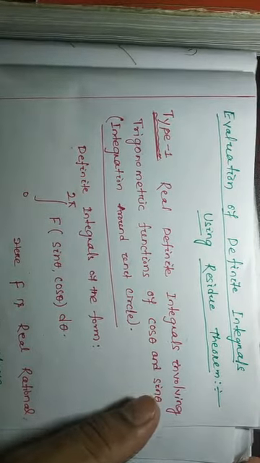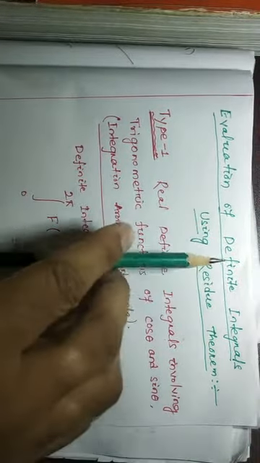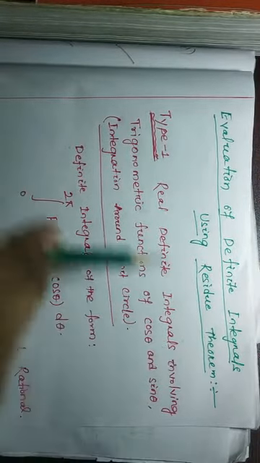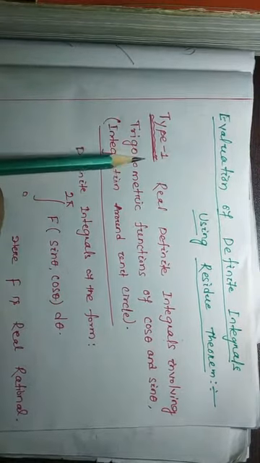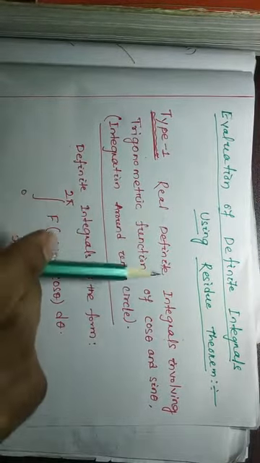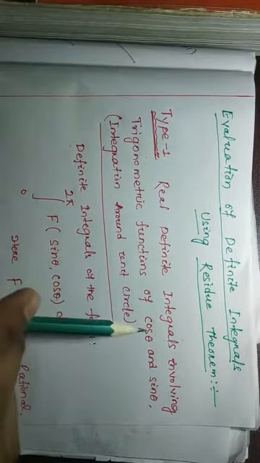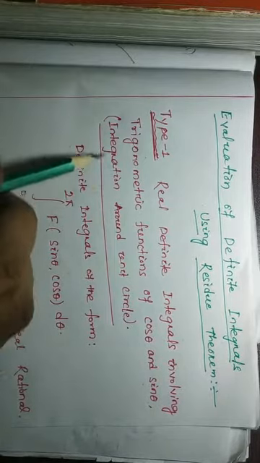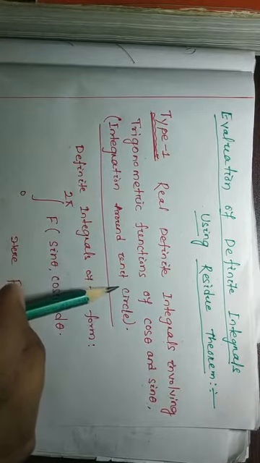Last class we started to discuss definite integrals using the residue theorem. We also discussed type 1 definite integrals, in which the real definite integrals involve cosine and sine functions, and they have to be integrated around a unit circle.